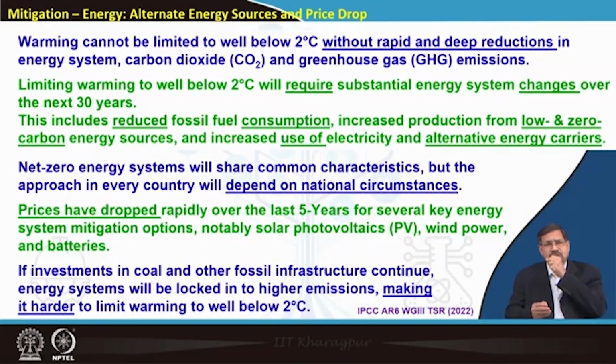But what has actually been seen is that the prices have dropped rapidly over the last 5 years for several key energy system mitigation options, notably PVs or photovoltaic cells, wind power and batteries. This is good news, because when we talk about adoption of these low or zero carbon energy sources, the important or vital factor is the price or the cost. Over the last 5 years the cost has substantially dropped in terms of solar photovoltaic cells, wind and the battery.